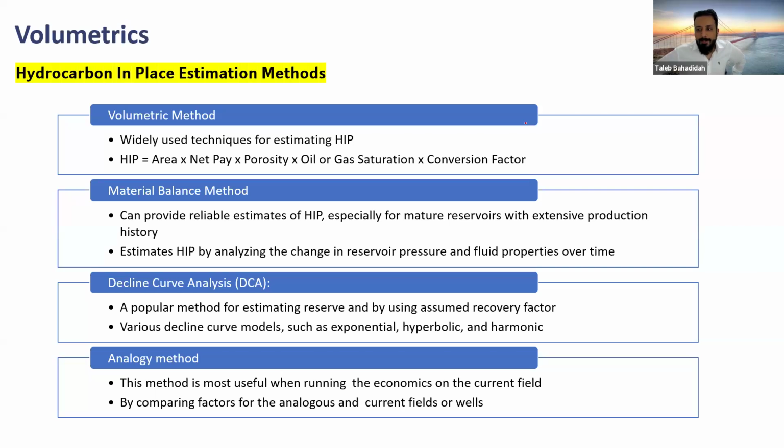We have different methods of volumetrics. We have the volumetric method, which I'm going to demonstrate. This is the common method used for estimating the hydrocarbon in place. Also, we have the material balance method. It can provide a reliable estimate of hydrocarbon initially in place, mainly in a mature reservoir. We need to have a lot of data from production history. Also, we have decline curve analysis. It's a popular method for estimating reservoir reserves by using an assumed recovery factor. You use a decline curve to get your volumetrics.